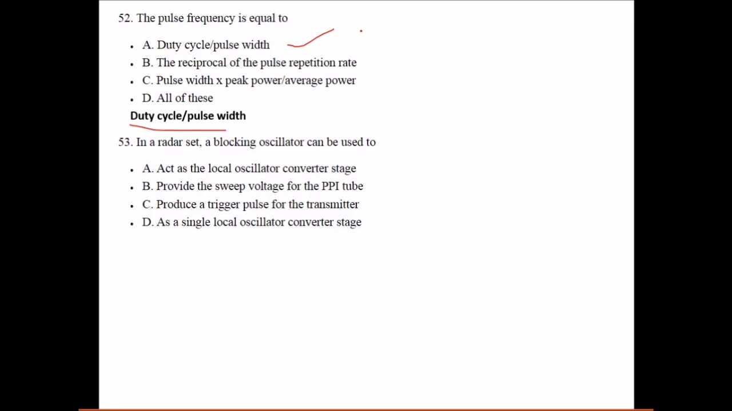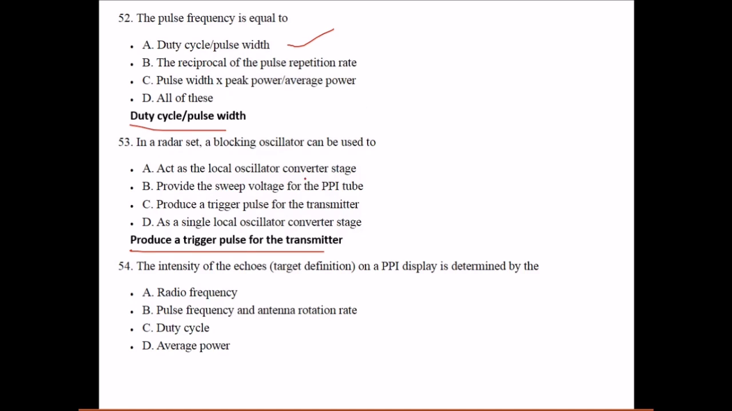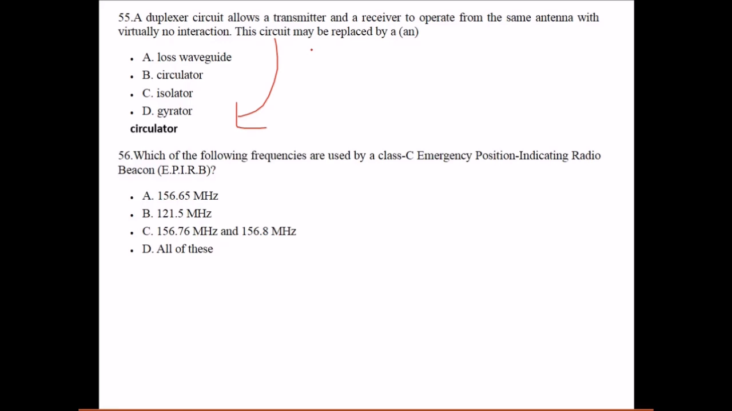In a radar set, a blocking oscillator can be used to produce a trigger pulse for the transmitter. The intensity of the echoes, that is target definition on a PPI display, is determined by the pulse frequency and antenna rotation rate. A duplexer circuit allows the transmitter and receiver to operate from the same antenna with virtually no interaction. The circuit may be replaced by what? Circulator. Duplexer circuit can easily be replaced by this circulator.